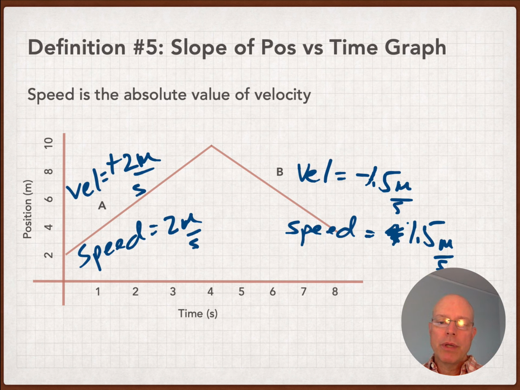You can put it if you want to. But anyway, speed, you don't care about the minus signs. You just throw an absolute value around the velocity, and you're answering the question really, how fast am I going? I don't care what direction. Just tell me how fast am I going, okay?